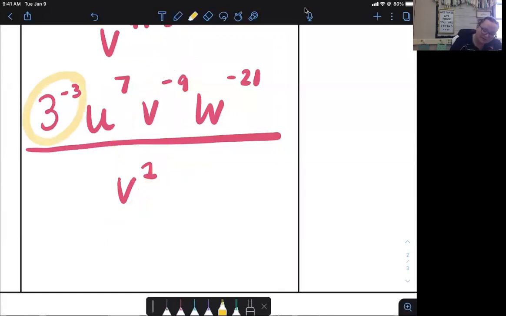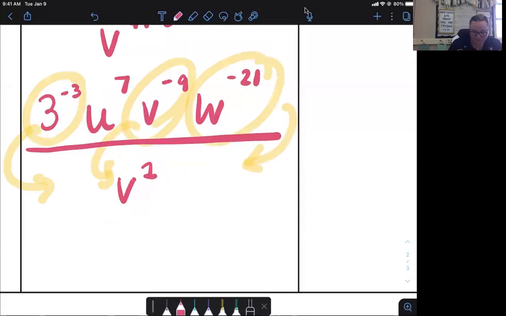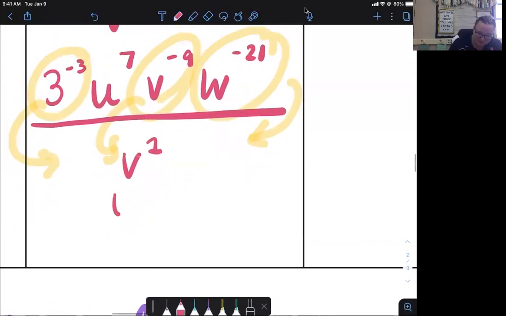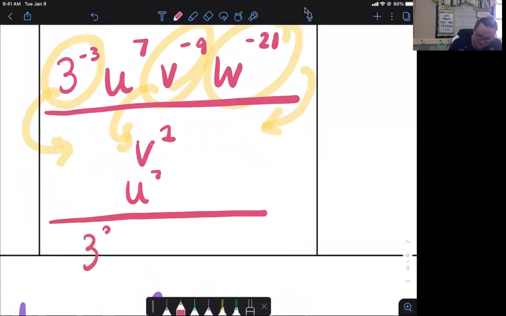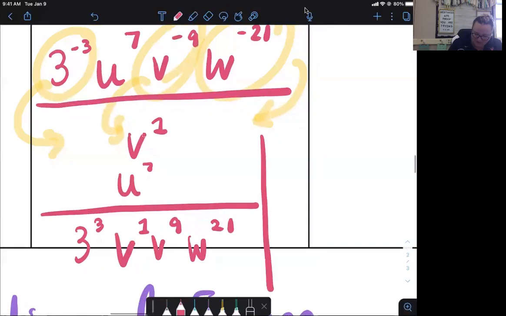So 3 to the negative 3rd is going to have to move to the denominator. V to the negative 9th has to move to the denominator, and so does W to the negative 21st. So all that's left up top will be U to the 7th over, then we have 3 cubed, V to the 1st times V to the 9th, and then W to the 21st. And then I'm going to draw a line and bring this up here.